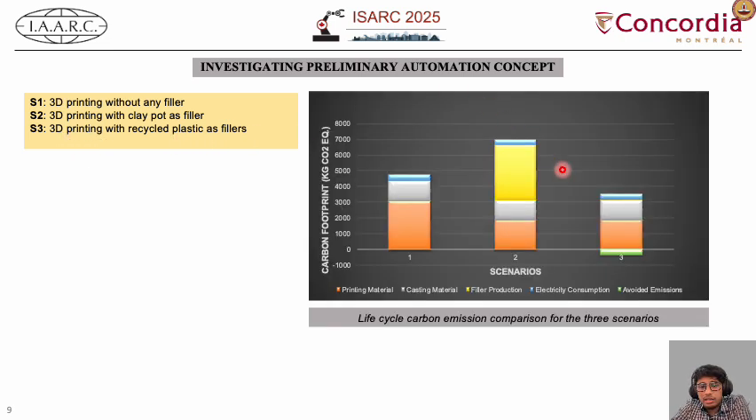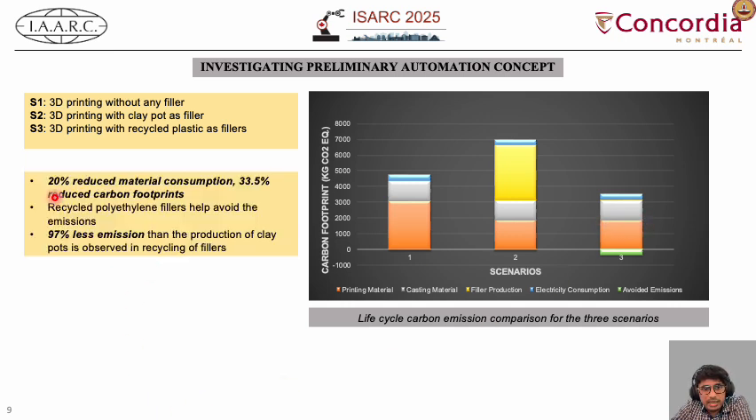As you can see here, the third scenario has the least carbon emissions, and the carbon emissions in the production of the filler are significantly reduced from case 2, which was clay pot, to case 3, which was mechanically compressed recycled plastic. So the numbers are here. A 20% reduction in material consumption and a 33.5% reduction in carbon footprint were observed overall. There was a 97% reduction in emissions for the production of the filler element from case 2 to case 3.